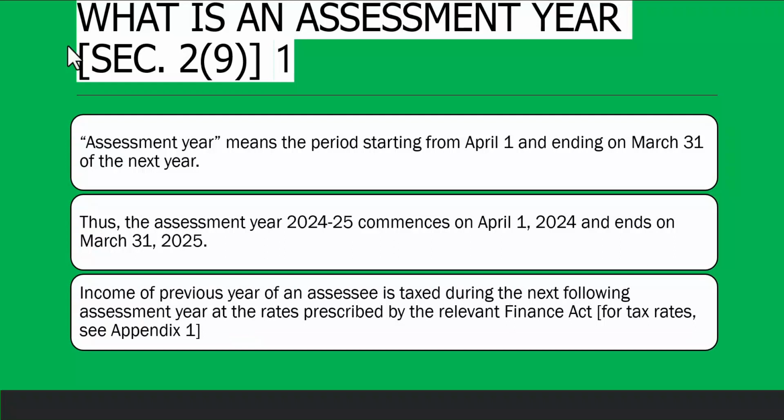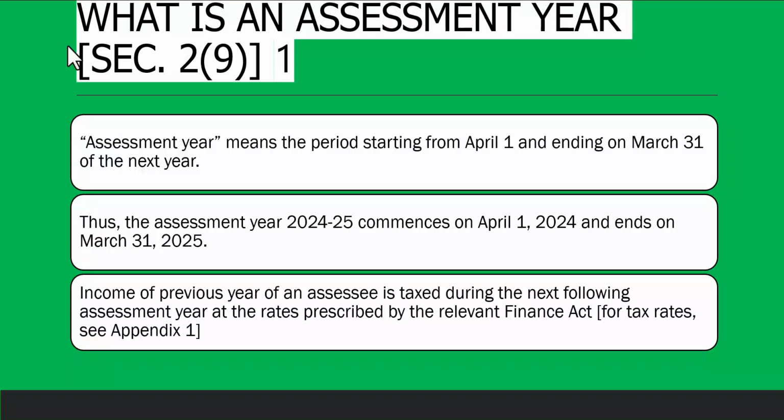Income of the previous year of an assessee is taxed during the next following assessment year. That means the income of this year, 2023-24, which is 1st April 2023 till 31st of March 2024, one year, which is called the previous year, will be taxed in the assessment year 2024-25 at the rates prescribed by the relevant Finance Act. Every year the Parliament passes the Finance Act during the budget time.